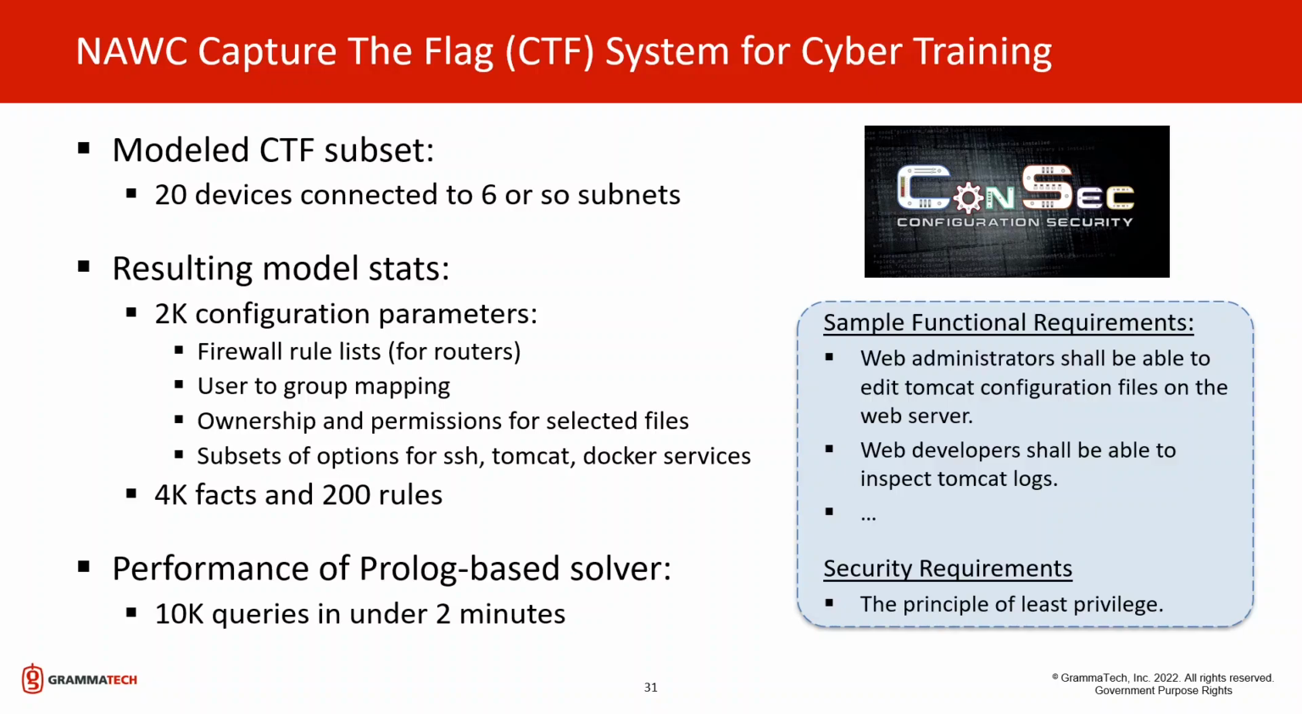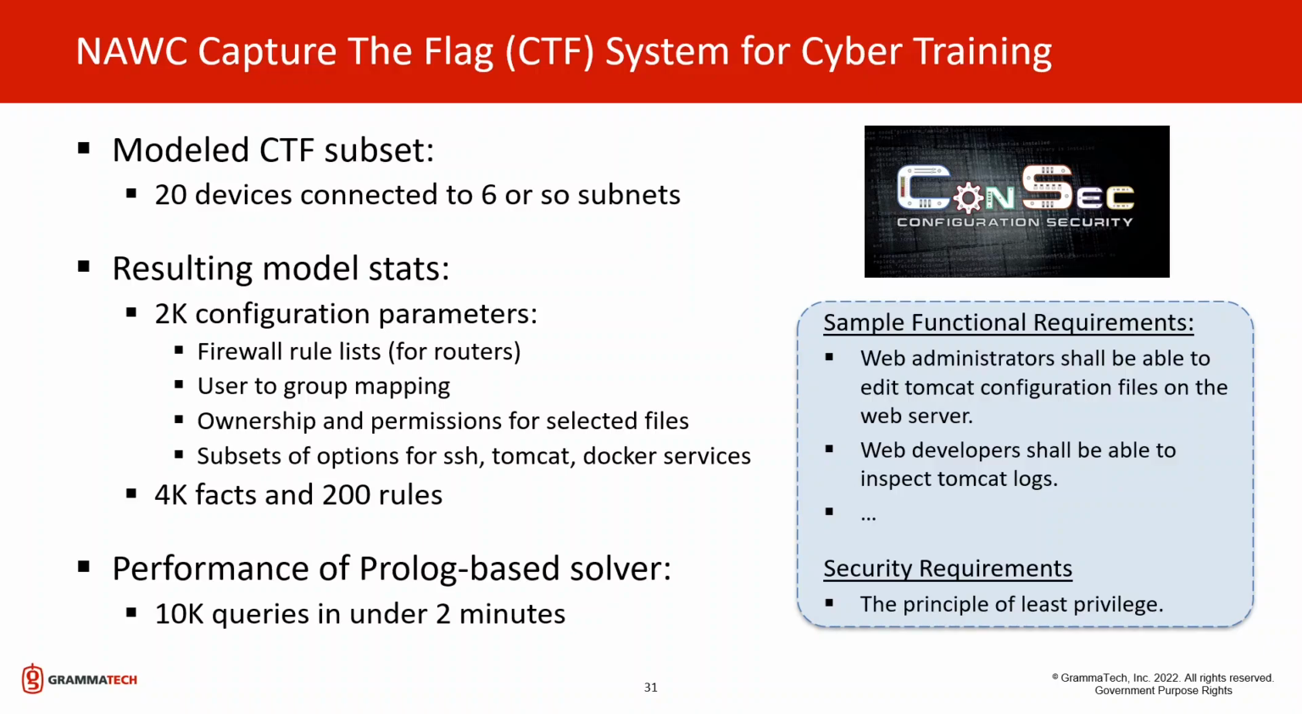Some of those, like firewall rule lists, were of composite types, lists of records rather than scalars. Overall, the model had around 4,000 facts and 200 rules. We used the model to check a number of functional and security requirements for the system. The box on the right provides an idea of the kind of requirements we've considered.